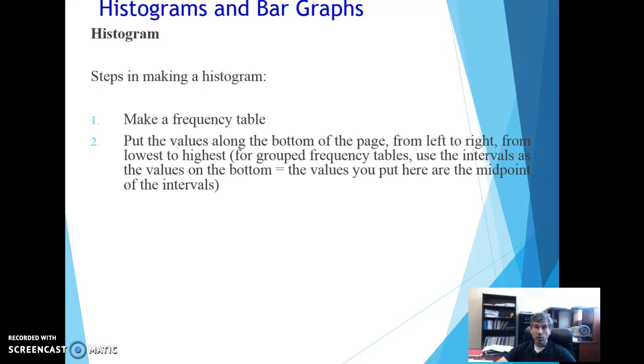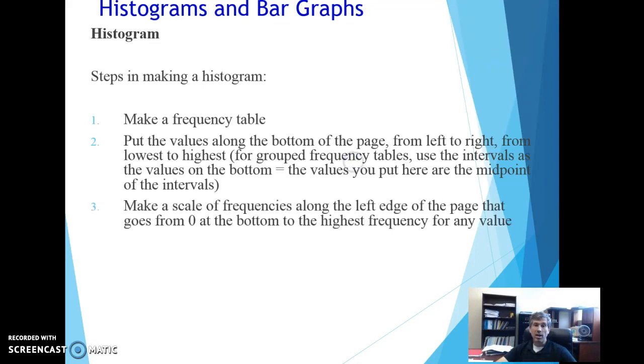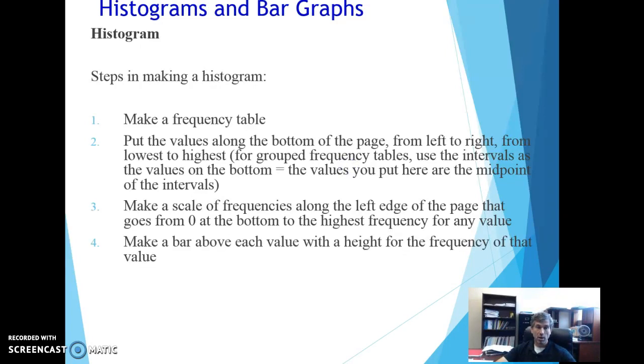We're just going to be dealing with individual scores. So you organize the scores from lowest to highest along the x-axis on the bottom of your graph, and then the y-axis, the vertical axis, is where we are going to place our frequencies. Frequencies start at 0 at the bottom, and then usually we go just a little bit higher than the highest frequency for that value to add a little negative space on the top. Then you just draw a bar.